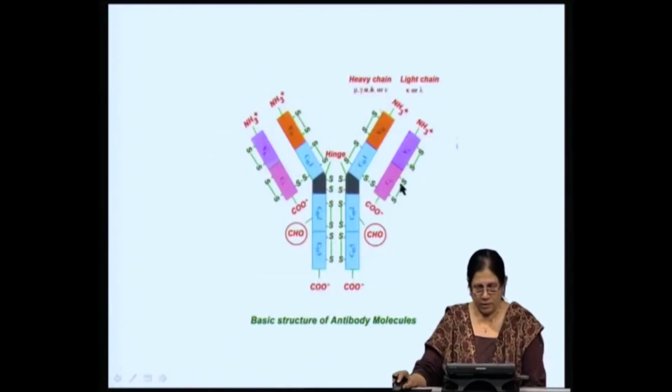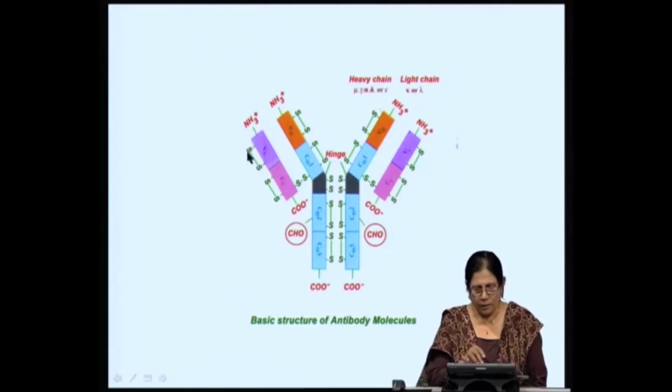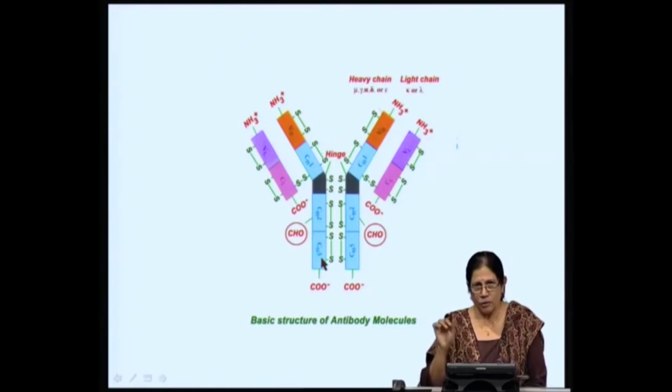I should have mentioned something about the constant domains here, which I forgot, so let me go back to the basic structure again. The variable domain and the constant domains are almost similar with respect to the number of amino acids. The heavy chain after the variable domain has 3 constant domains in 3 out of the 5 classes of immunoglobulin that we just talked about. The constant domain of the light chain is only 1.